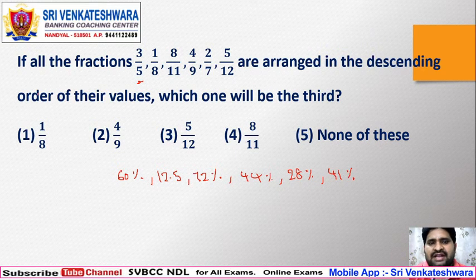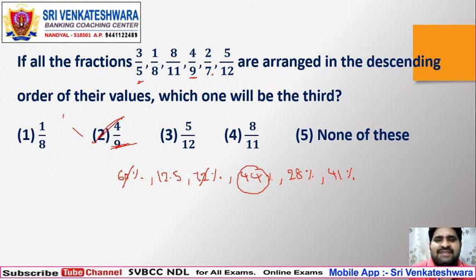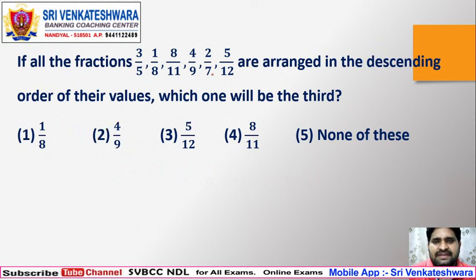So understand the question. If all the fractions are arranged in descending order of their values, which will be the third one? First of all, descending order, first one. Highest is what? 72. Next highest is what? 60. Next highest is what? 44. 44 in the sense, which one are we writing 44? 4/9. So that will be the third highest. Clear now? So 8/11 is the first highest, 3/5 is the second highest, and 4/9 is the third highest. That is how we write the cases. Is it clear? So whenever you are taking fraction cases, simply convert into percentages here. It's very, very easy.